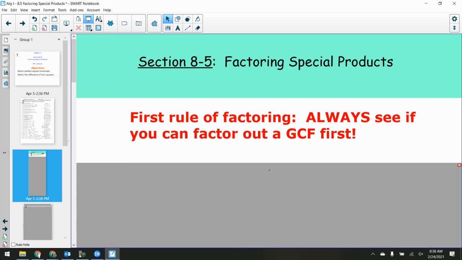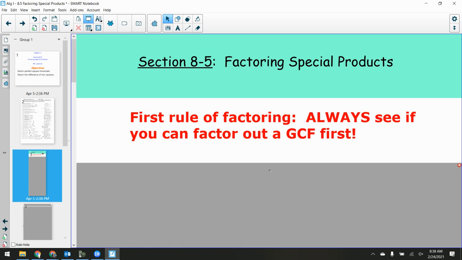Because I tell you what, if you can pull a GCF out of a polynomial, it's probably going to make your life a heck of a lot easier. Okay? So the first rule is always see if you can factor out a GCF. If you can factor out a GCF, do that. Then try to use our factoring rules and apply what we know.